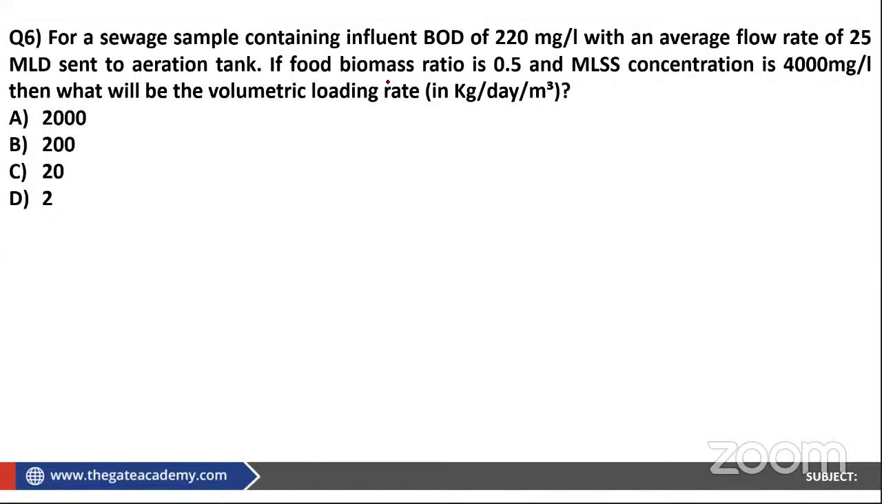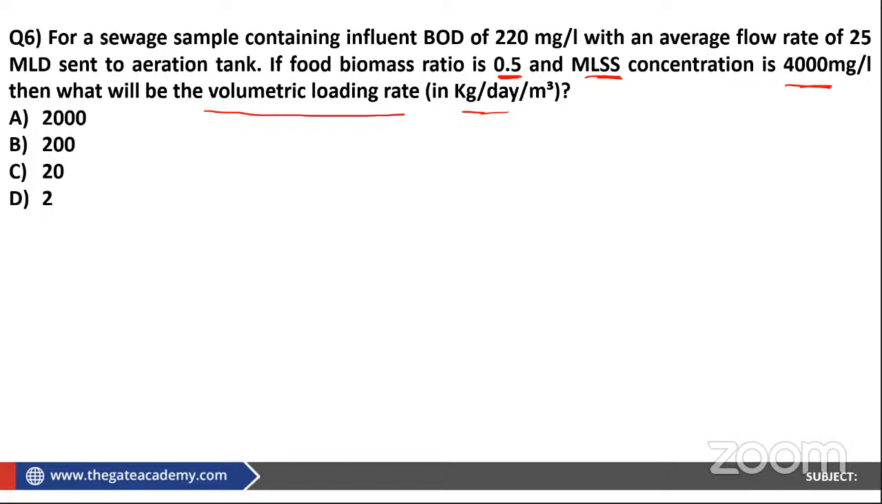Now, the food to biomass ratio is given as 0.5, and the MLSS concentration is also given as 4000 milligram per liter. Then what will be the volumetric loading rate in terms of kg per day per cubic meter? Now we have to find the volumetric loading in terms of kg per meter cube per day.